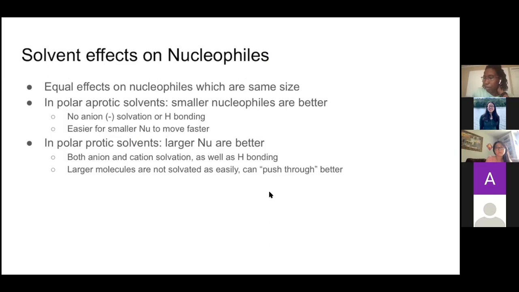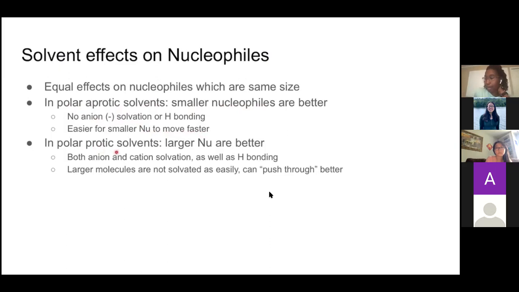So if you have a polar aprotic solvent, a smaller nucleophile is going to be a better nucleophile or react faster. If you remember, polar aprotic solvents do not have any anion solvation and they don't have hydrogen bonding going on. And this makes it easier for a smaller nucleophile to move faster.